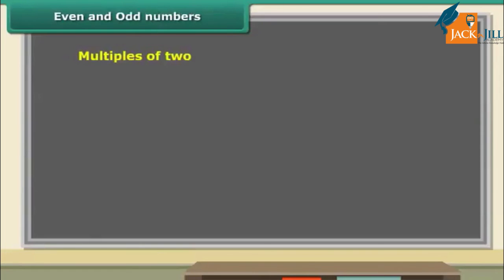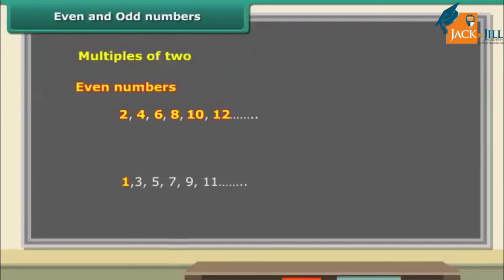Do you observe any pattern in the numbers 2, 4, 6, 8, 10, 12 and so on? You'll find that each of them is a multiple of 2. The numbers which are multiples of 2 are known as even numbers. The rest of the numbers 1, 3, 5, 7, 9, 11 and so on are called odd numbers.